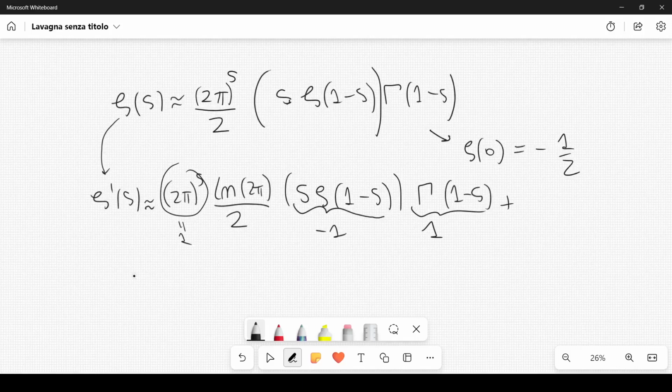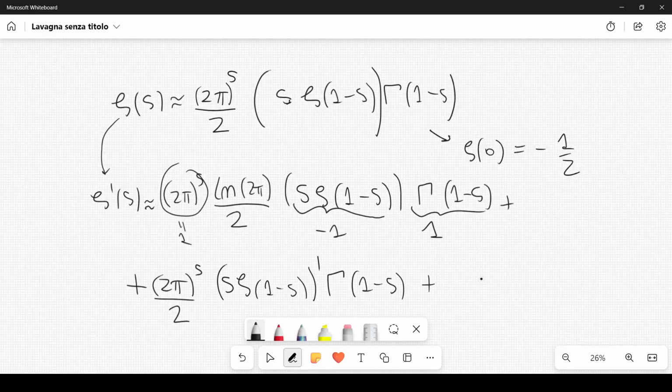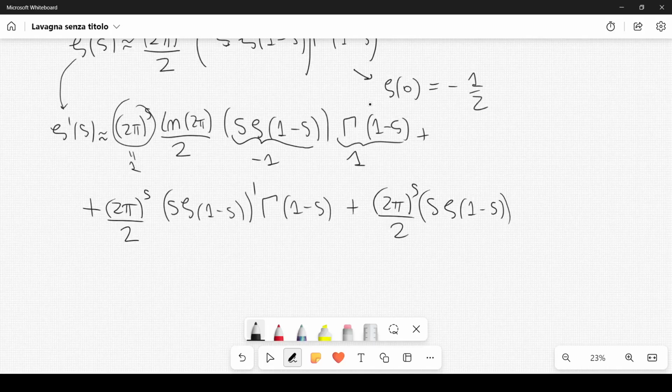But remember that you also have other terms to consider, so we have to take the derivative of this one as well. And then we also have to take the derivative of this gamma function. So we have 2 pi to the power s divided by 2, and then what do we have? We have the derivative of s times zeta of 1 minus s times gamma of 1 minus s, plus 2 pi to the s divided by 2 times s times zeta of 1 minus s. Then here we have to evaluate the derivative of gamma of 1 minus s with respect to s, and then we have to set s equal to 0.